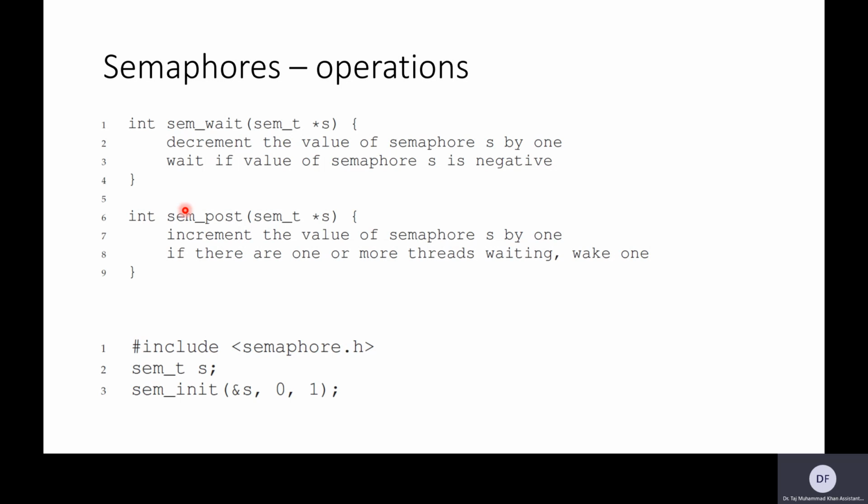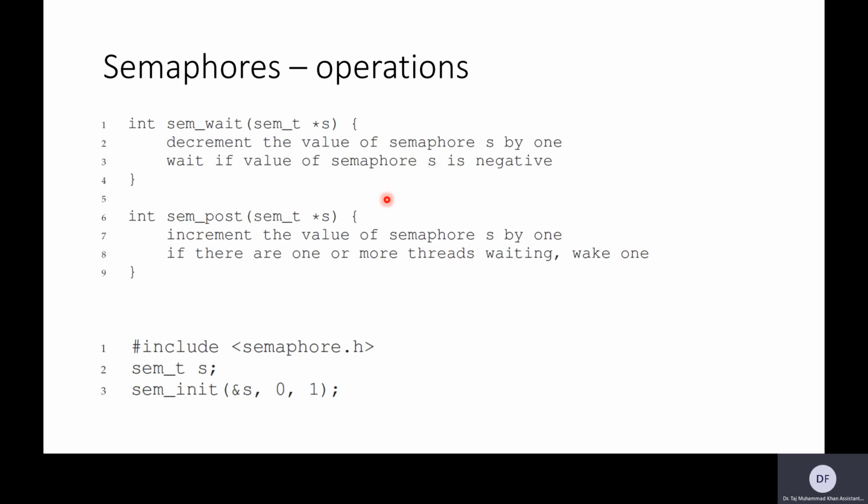So semWait and semPost both take a pointer to a semaphore, or the address of a semaphore. And the behavior of these two functions is that internally the semaphore maintains a value. Okay? So what semWait does is that when you pass it a pointer or address of a semaphore, it will decrement the value of the semaphore, let's call it S. So it will decrement the value of the semaphore S by 1 and wait if the value of semaphore S is negative.